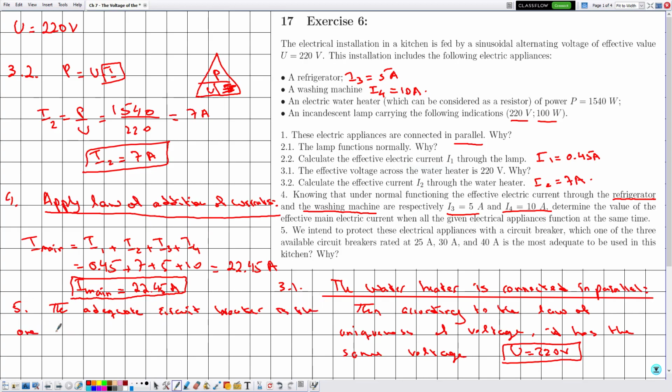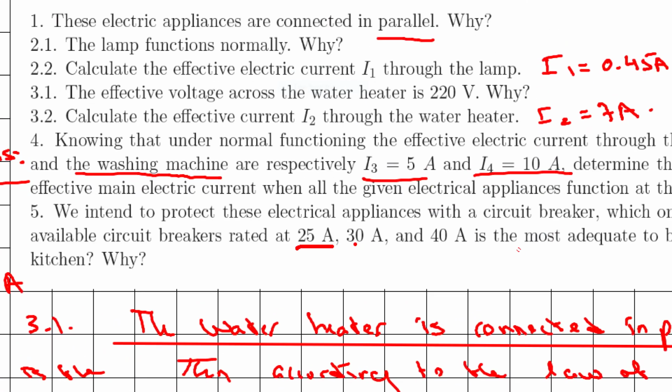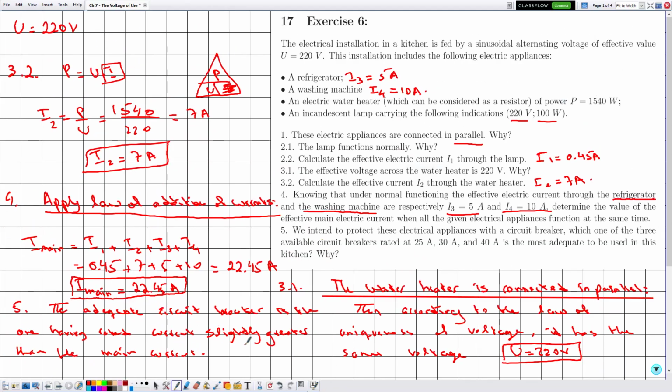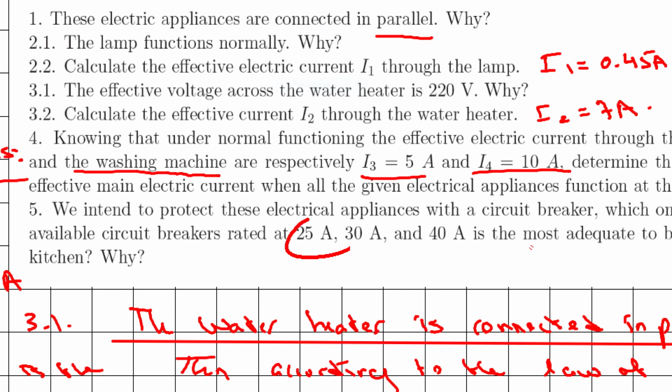Is the one having rated current slightly greater than the traverse current, or than the main current. All of these, as you can notice, 25, 30, and 40, all of these are greater than 22.45, but by slightly we mean the closest. So greater and the closest, which corresponds to 25 amperes.